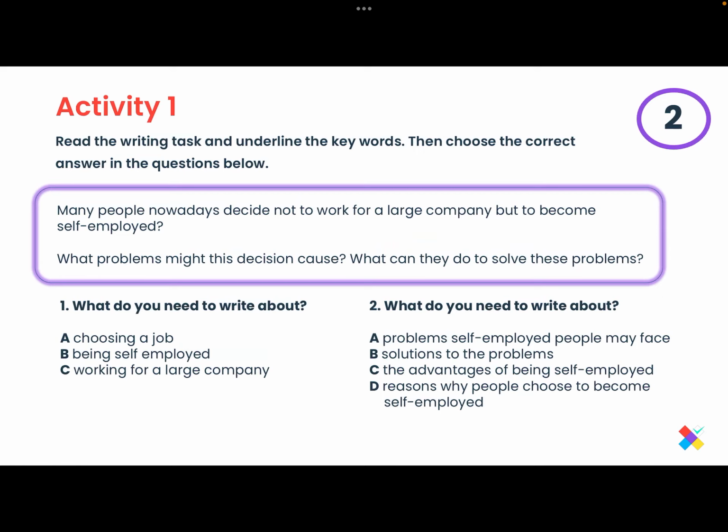Many people nowadays decide not to work for a large company, but to become self-employed. What problems might this decision cause? What can they do to solve these problems? And then you've got 2 questions.